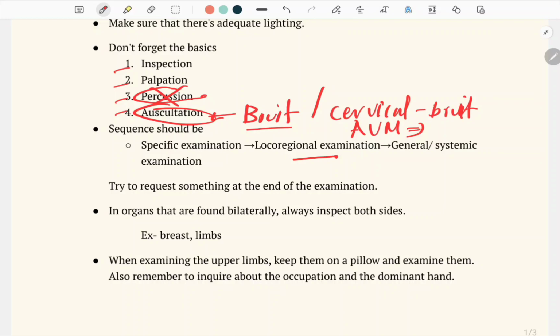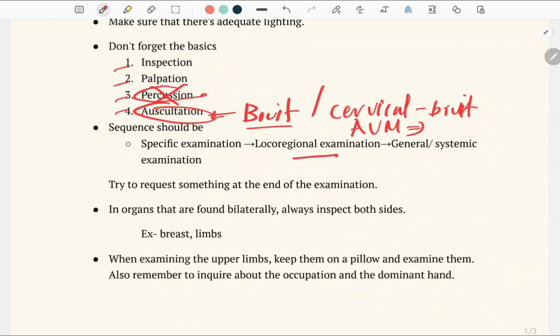And then for the general or systemic examination, you might have to offer the examiner that you have to examine these systems, like the cardiovascular system, just to complete your examination. So something like that. And it's always nice to request something at the end of the examination. Let's say you are examining the scrotum of a patient, and at the end of the examination you ask the examiner that you want to examine the abdomen to look for abdominal masses, free fluid, just to complete your examination. So this might add some more marks to your case.